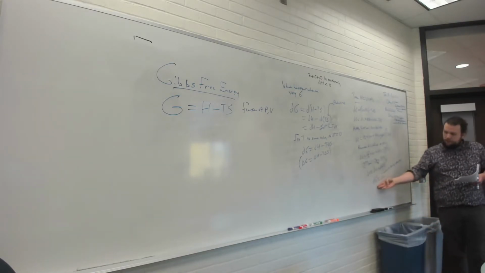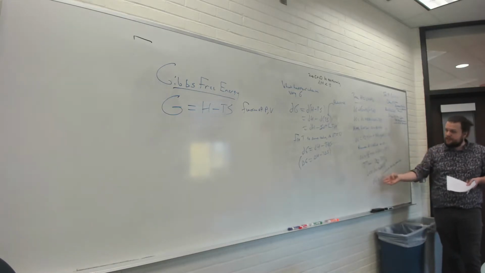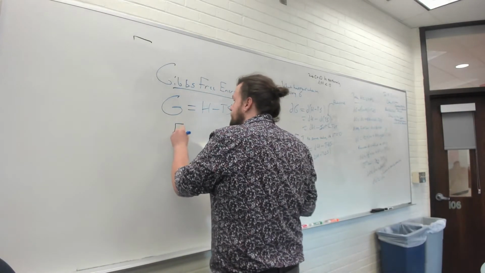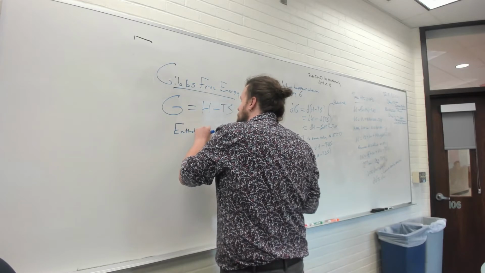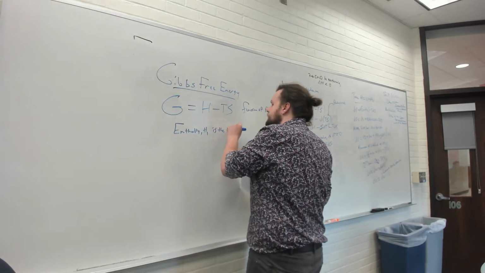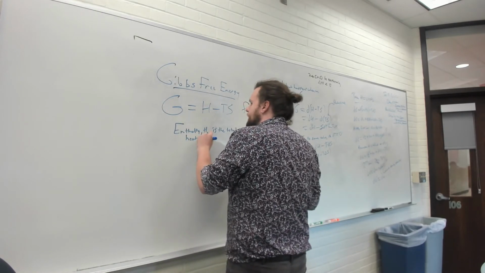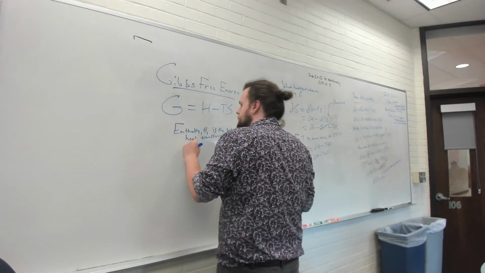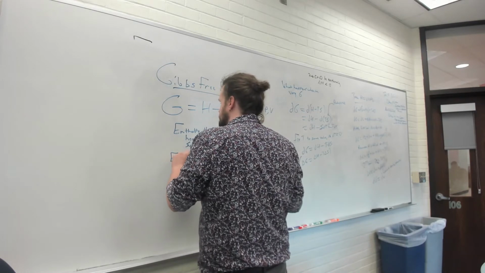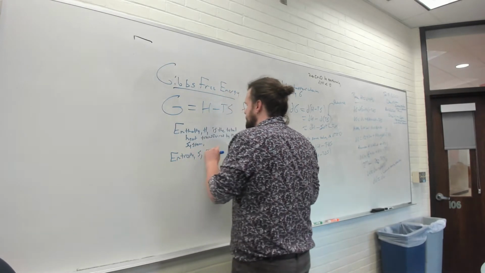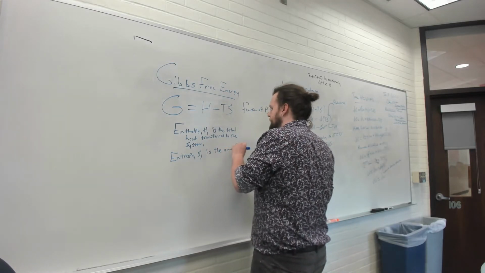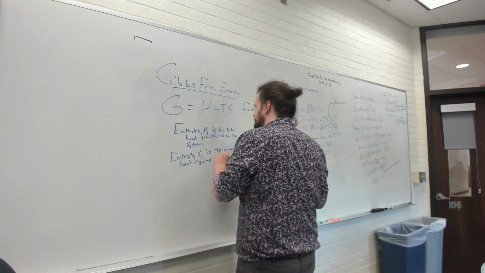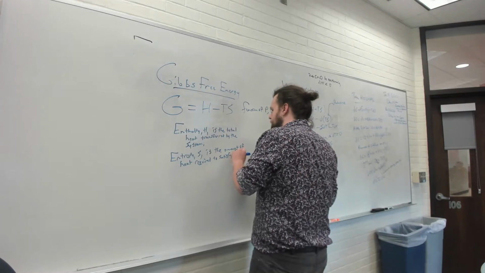And so that's the really nice thing about Gibbs energy: enthalpy tells us something about the heat, the total heat released from the system. Okay, so let's think about that. Enthalpy is the total heat transferred by the system. Entropy, S, is the amount of heat required to satisfy statistics.